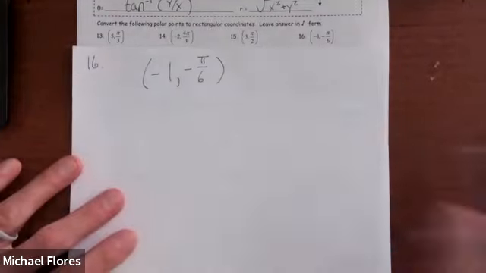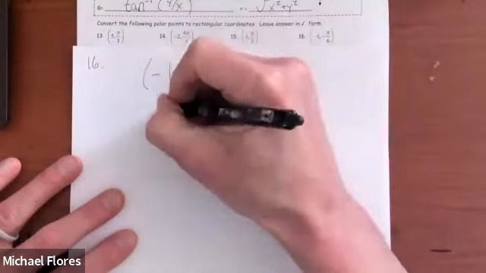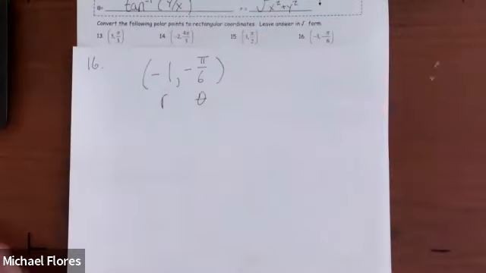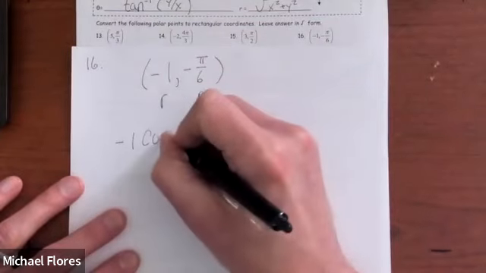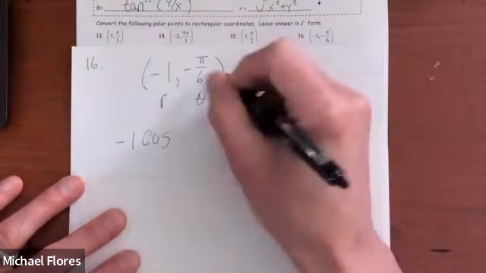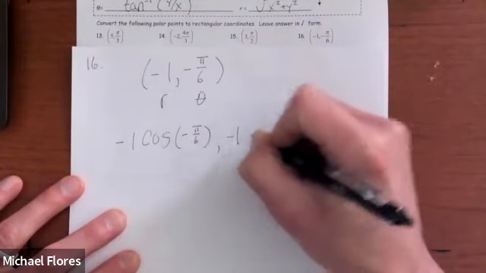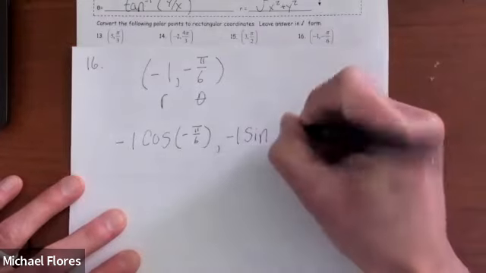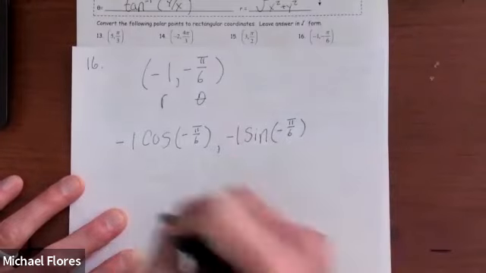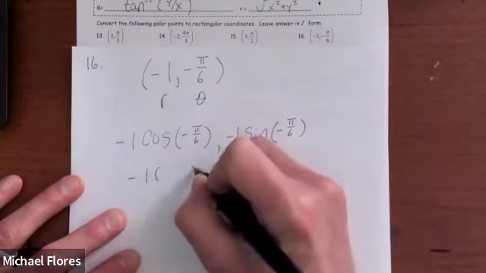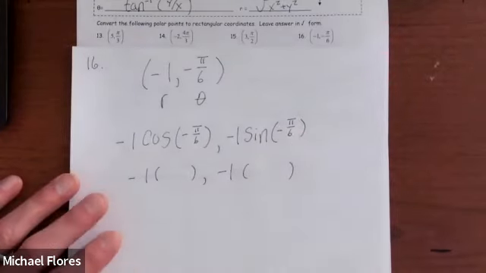Let's do 16. Remember, this is a polar coordinate. So this is our radius. This is angle theta. So let's follow that pattern again. -1 times cosine of our angle, -pi/6, and then -1 times the sine value of -pi/6. So once again, I just like to do this because it prevents me from making a mistake. -1 times something, -1 times something.